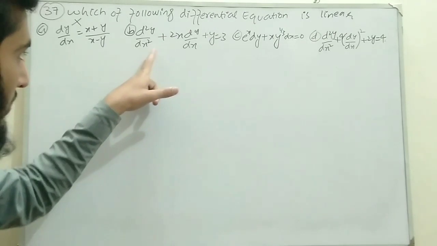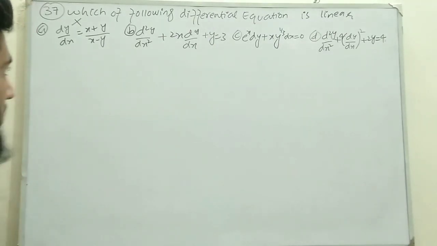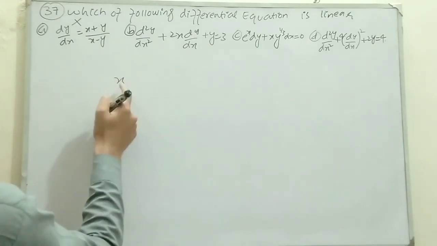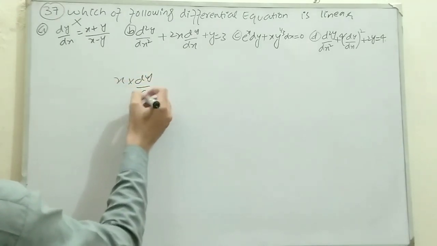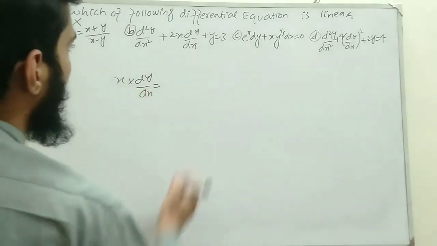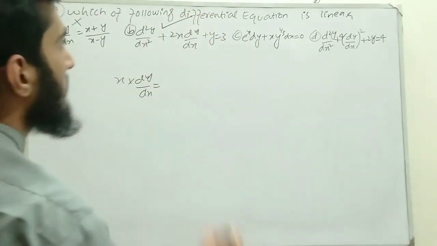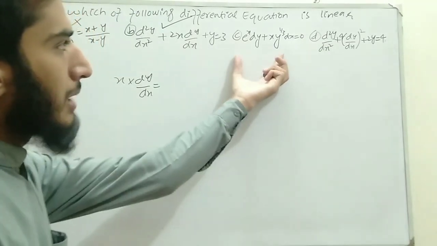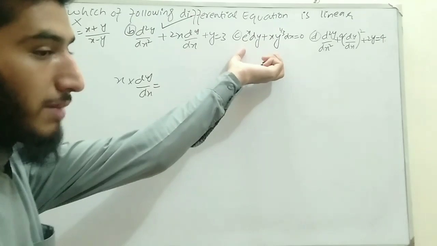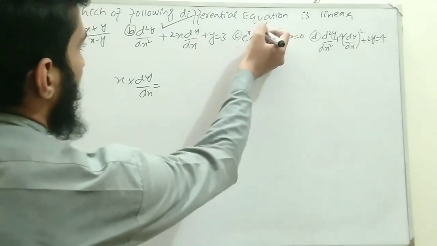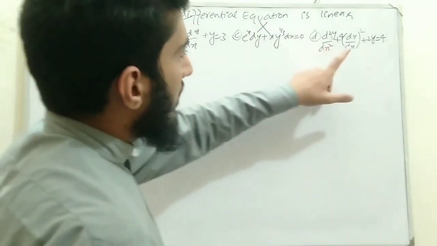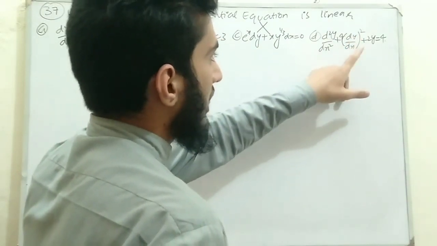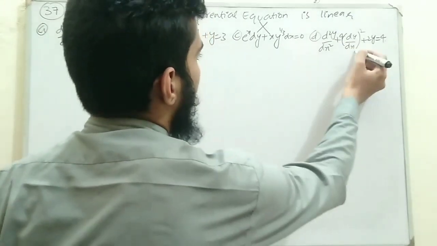Option number B is a linear differential equation. Why is this a linear differential equation? Because here x and dy by dx are multiplied. Remember, when the independent variable x is multiplied with dy by dx, this type of equation is called a linear equation. So this option is correct. After this, when an exponential function comes in a differential equation, that type of differential equation is non-linear, so this is also a non-linear differential equation. After this, when a power comes on the order of the differential dy by dx, this type of differential equation is also called a non-linear differential equation.